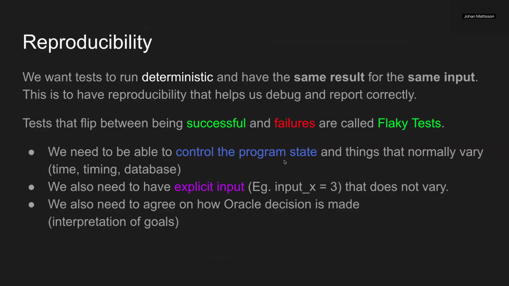Okay, so now we come to even trickier parts: reproducibility. We want tests to run deterministically and have the same result. For the same input, we want the same output, basically. This is super important when we run automated unit tests, for example. But it's not always the case.